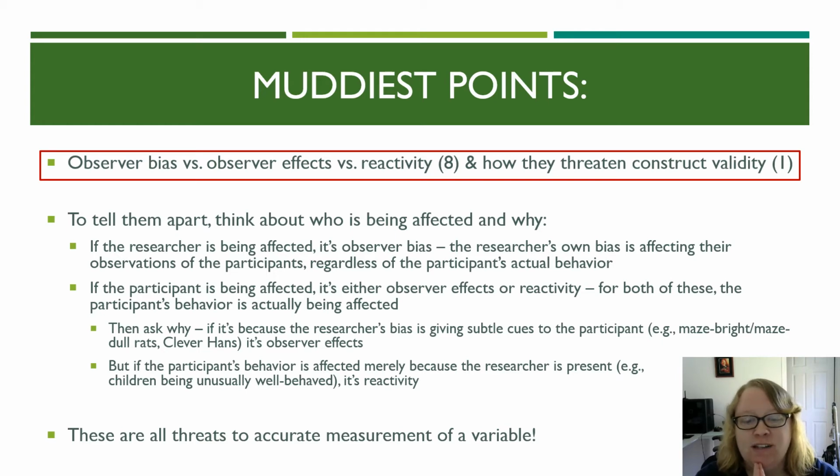So observer effects is kind of like an enhanced version of observer bias. Observer bias is just the researcher's own observations being affected, but with observer effects, the researcher's bias actually influences what the participants are actually doing. So it's kind of like observer bias on steroids, actually affecting the participant too. But if the participant's behavior is affected just because the researcher is present, not because of the researcher's bias giving cues to them, but just the mere fact that the researcher is there at all.